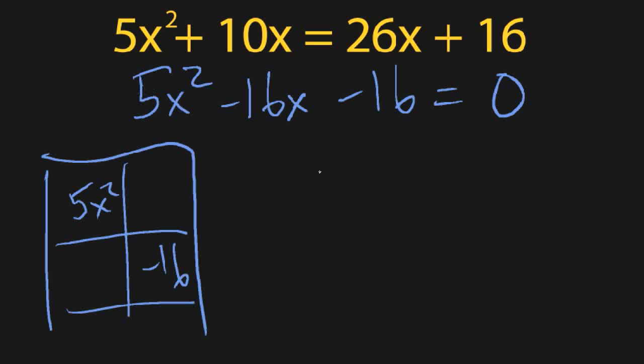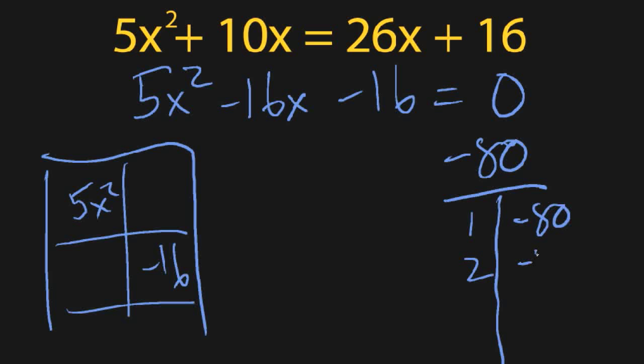Now these two we have to multiply 5 times negative 16, that's negative 80. And now we notice that the negative number has to be bigger, or I guess less than negative 16. It has to be more negative than negative 16, because when we add a positive number to it, that'll make it close to 16. So we need the negative number to be more negative than negative 16. So we have 1 and negative 80, 2 and negative 40, 4 and negative 20.